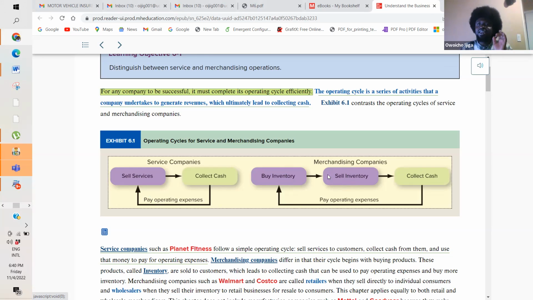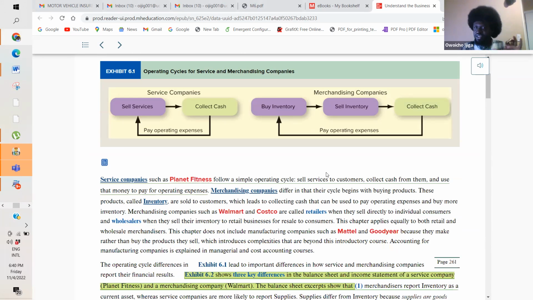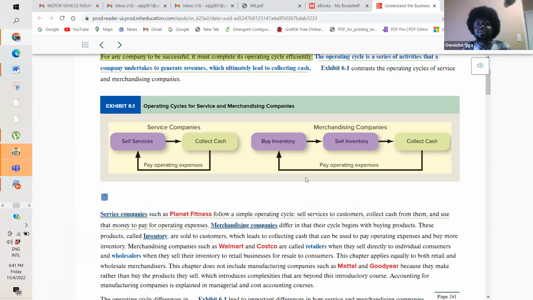A merchandising company buys inventory, like I mentioned. And what is this word, inventory? We'll come to understand it much more. They buy products, let's put it that way for now. And then when they buy these products at a cheaper price, they sell them to clients and collect cash from the client, and then pay for their operating expenses. Is that understood? I believe.